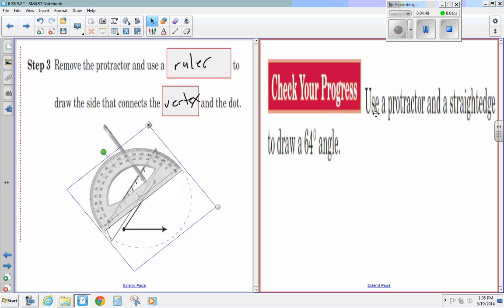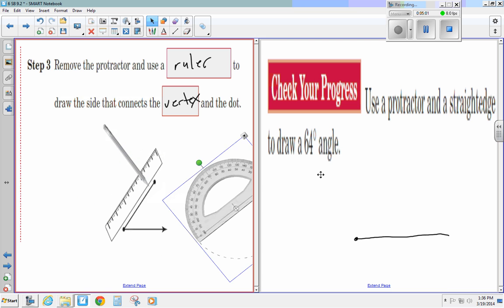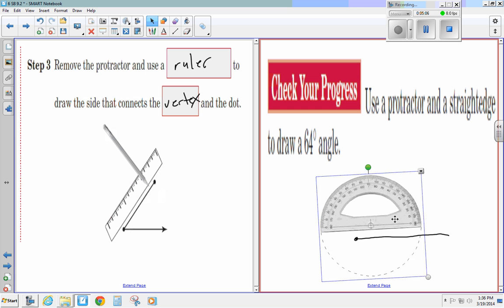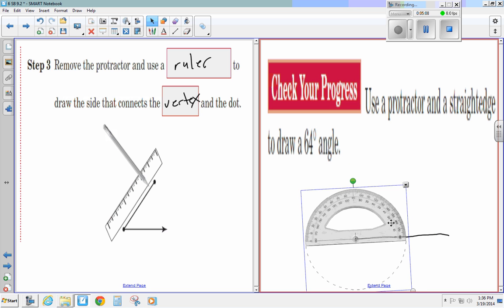All right, use a protractor and a straight edge to draw a 64-degree angle. So let's start by drawing as straight a line as we can. Here's a vertex. There's a nice straight line. Bring my protractor over here and line up the vertex with the 0, or with the center point. Here's 0, and I'm counting up to 64. So 10, 20, 30, 40, 50, 60. And then halfway between 60 and 70 is 64.